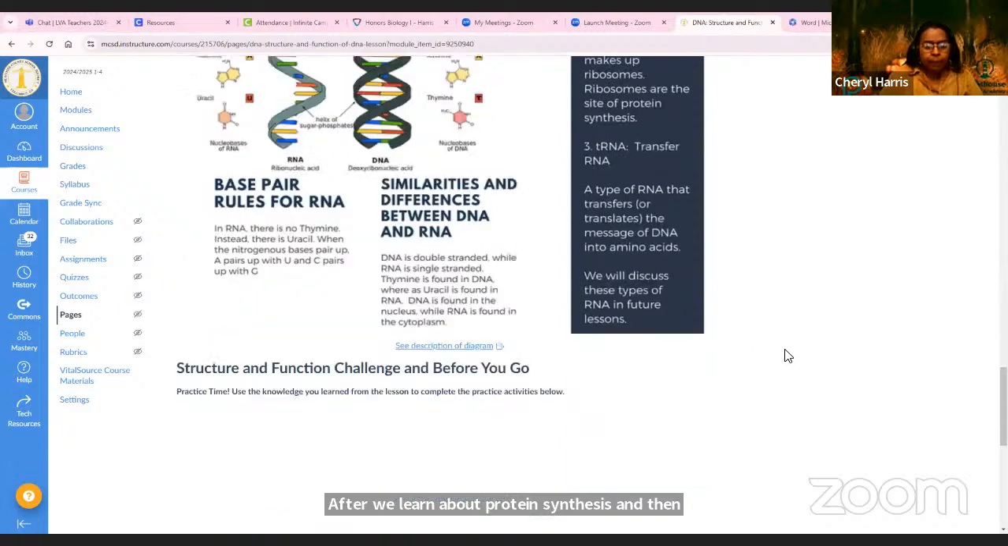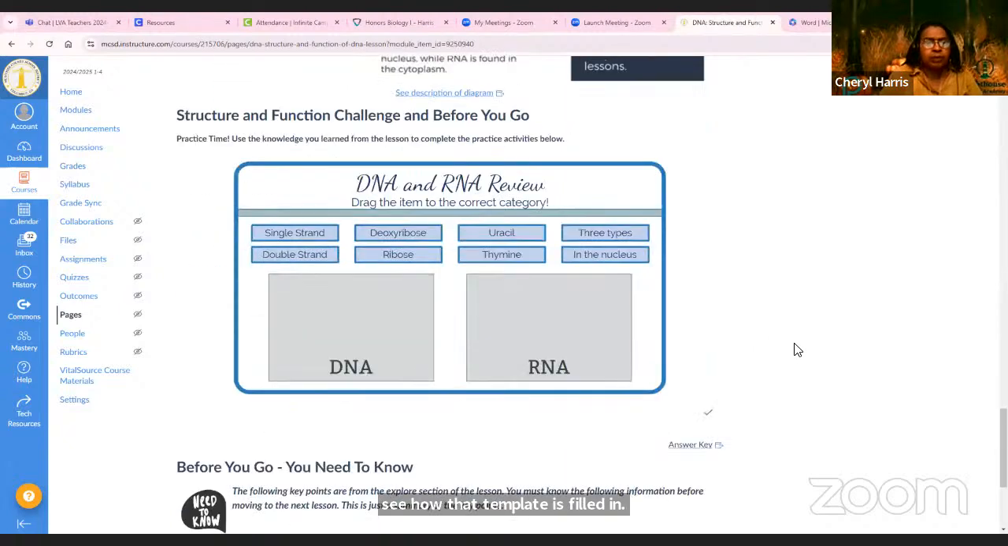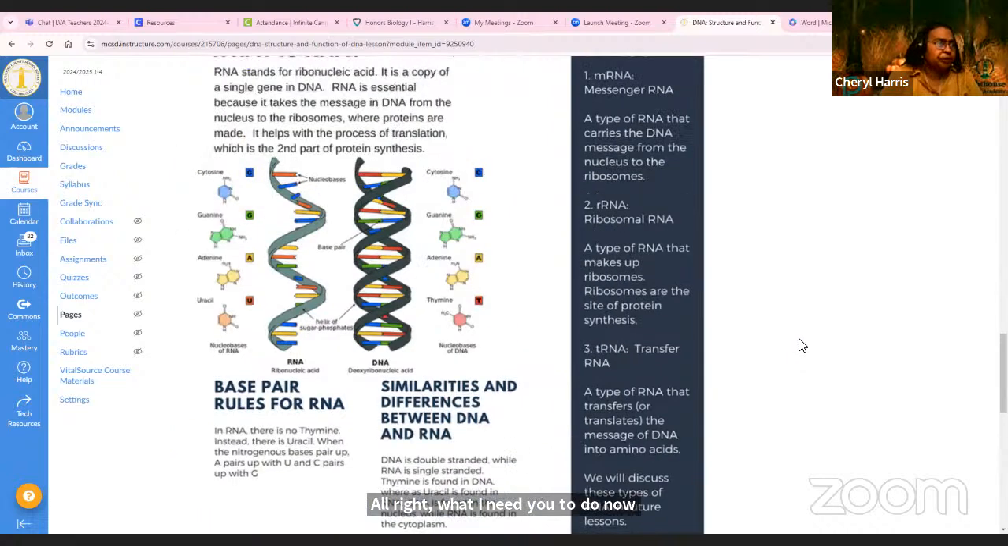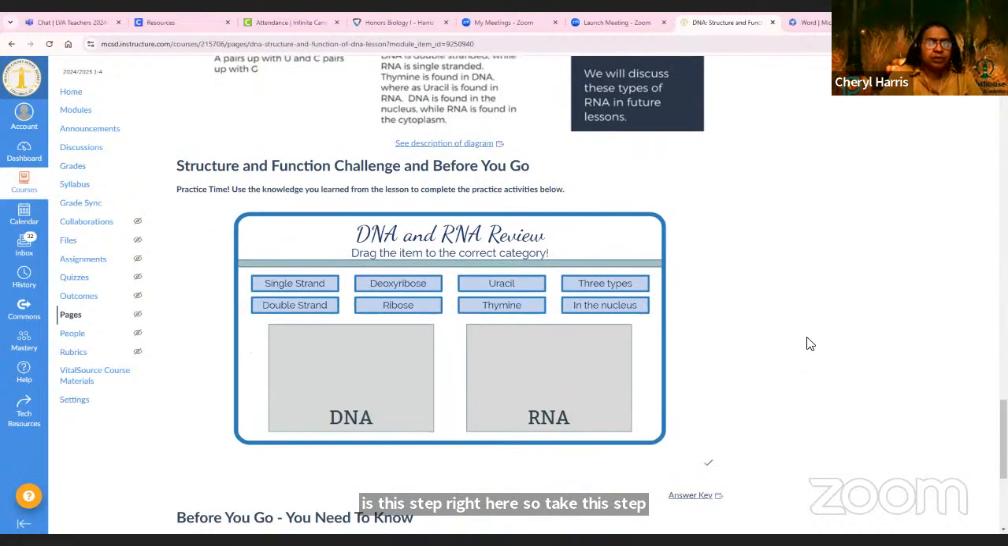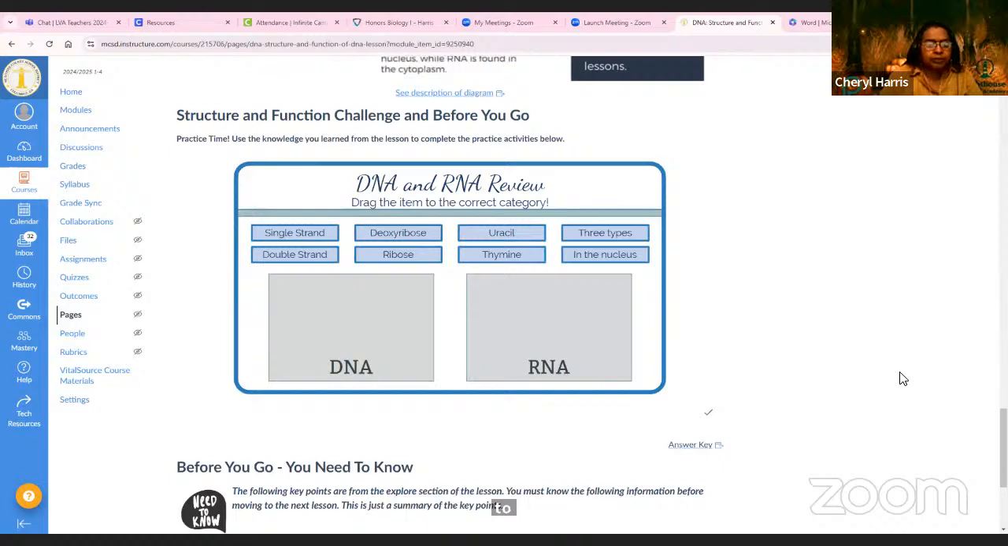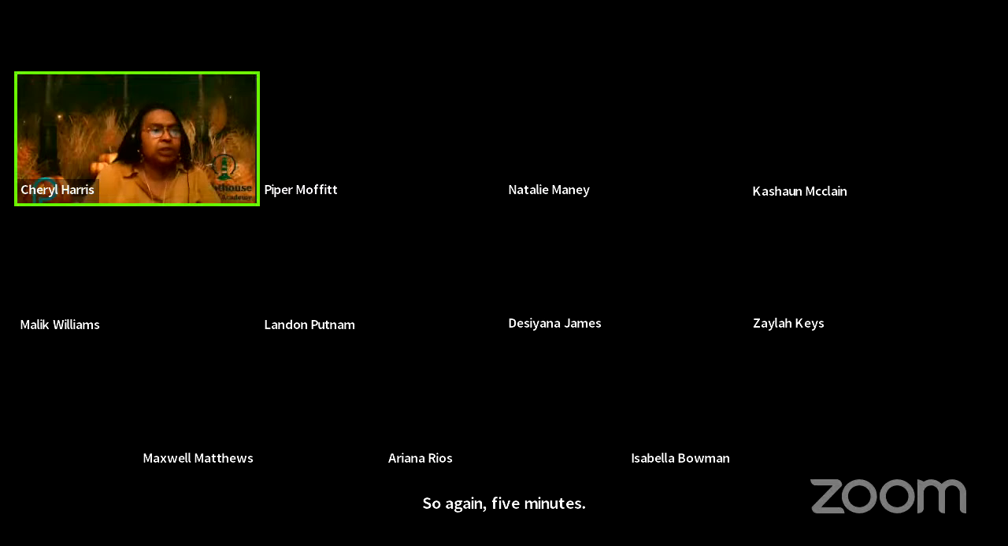All right, what I need you to do now is this step right here. Take this information up here and take a few minutes, I'll give you 5, to drag these into the correct boxes. So again, 5 minutes. We'll stop sharing for a minute because I want to check on something. Remember, you're just dragging them into the columns that they need to be in. And technically, what you're dragging should represent what you wrote down earlier.